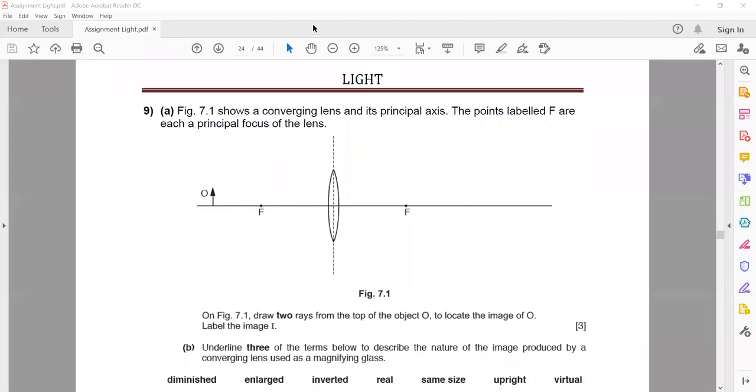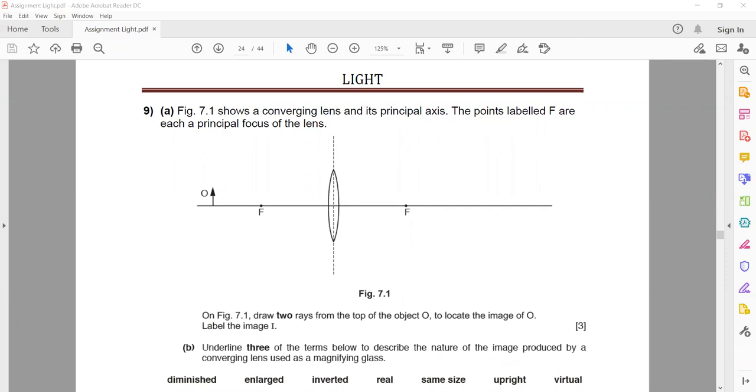In the question, they give you focus. Figure 7.1 shows a converging lens or a convex lens and its principal axis, the imaginary line which is passing through a center. The point F are each a principal focus. On the figure, draw two rays from top of the object to locate the image of O and label that image as I. So how will you label this?